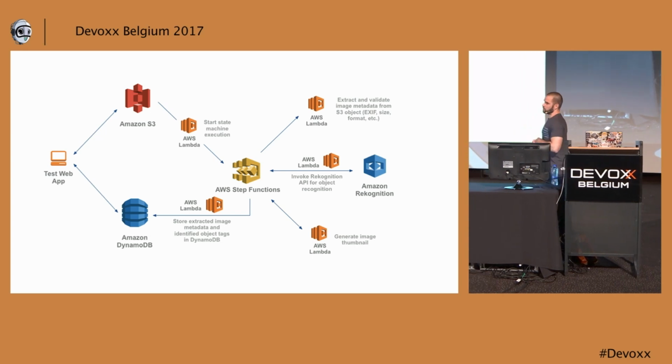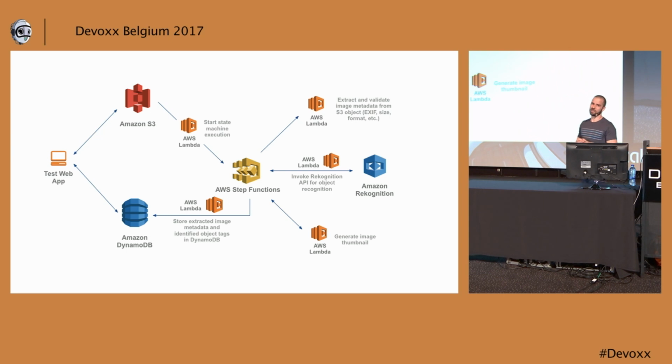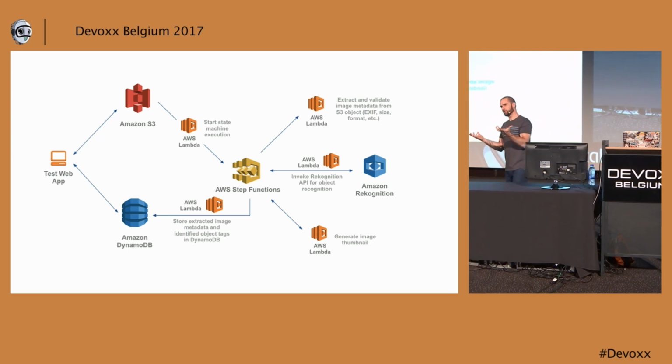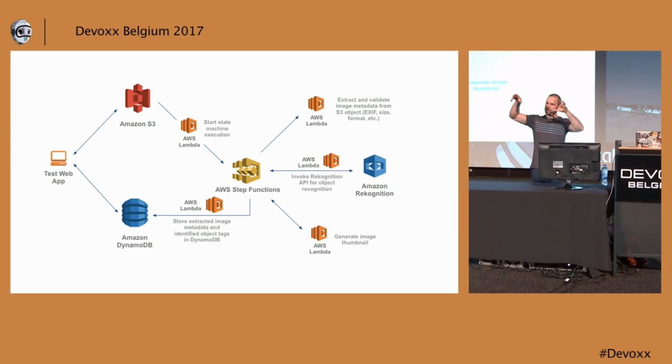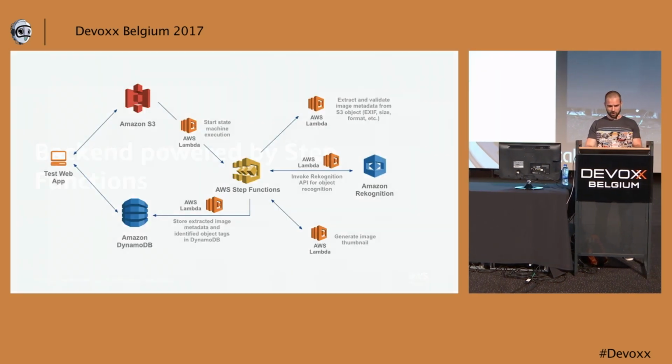When you put content into S3, it triggers an event, and it triggers a Lambda function that calls a service called AWS Step Functions. AWS Step Functions is a service that connects other Lambda functions in a workflow, right? And it works like this.